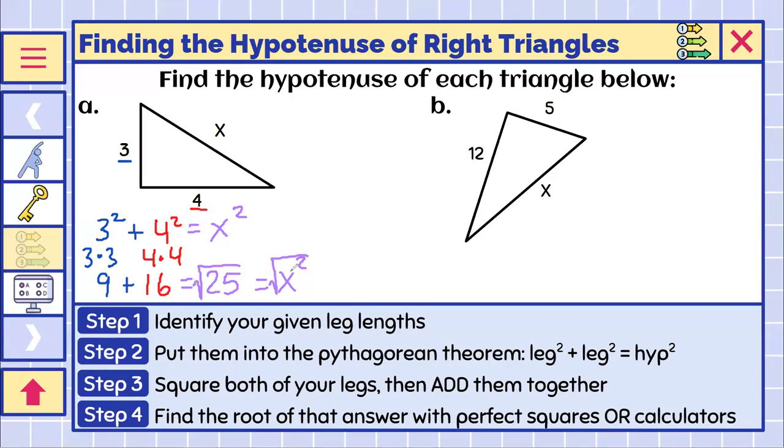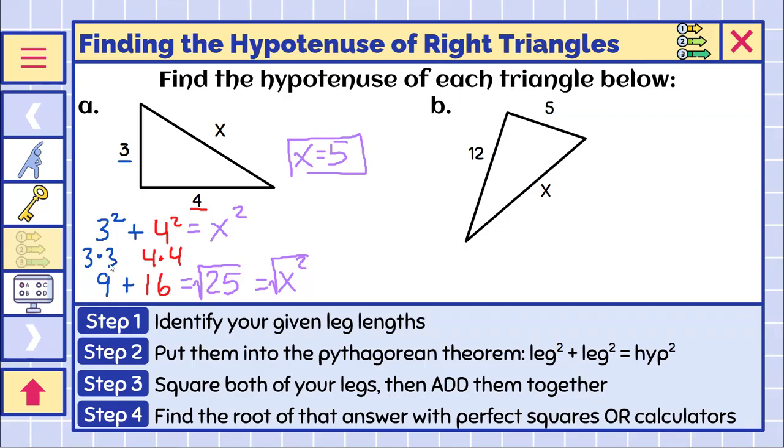Remember, the root is just asking what number times itself gives you this number. And if I'm thinking 5 times 5 gives you 25, that means x is 5 then. And that's the steps you do to find the hypotenuse when you're given the other two legs.